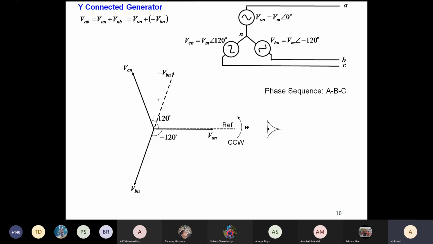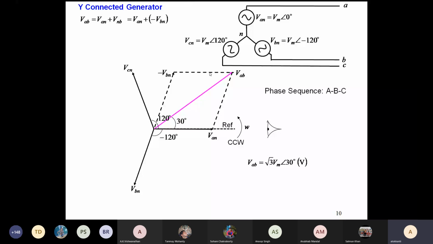So you complete the parallelogram, and that gives you VAB, whose magnitude is root 3 times the magnitude of the individual phase voltage. So VAB is equal to root 3 VM, and it is located at an angle of 30 degrees. So it is advanced with respect to the reference, or with respect to the A phase voltage. Okay, so that is VAB.